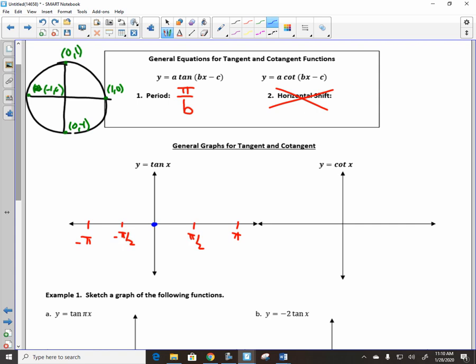And I move to pi over 2. What's y divided by x there? Undefined. And if something's undefined, we draw a vertical asymptote. A line that the graph approaches but never touches.